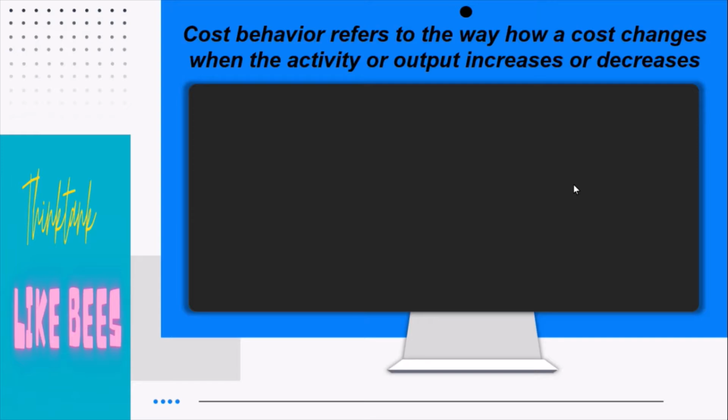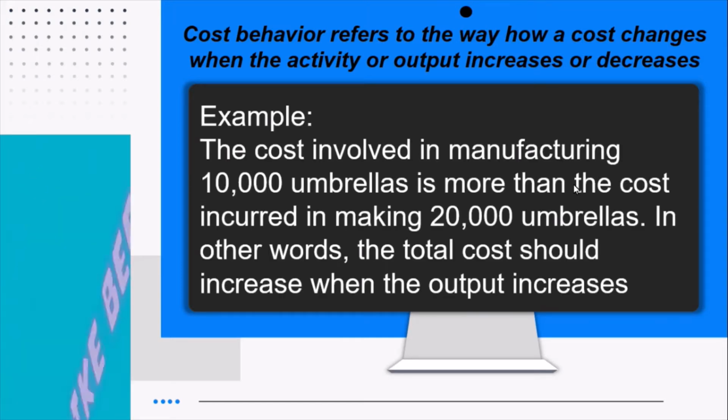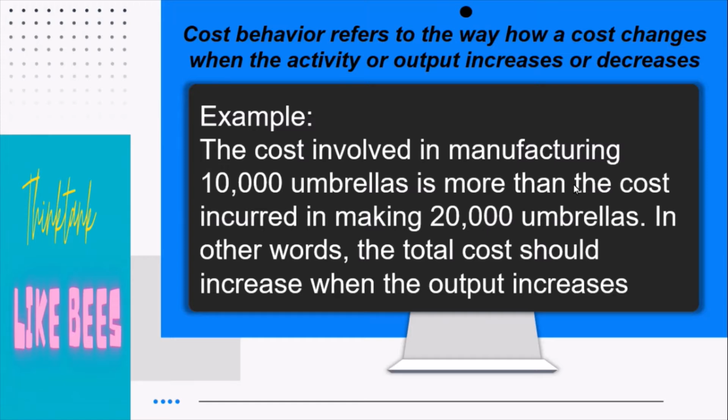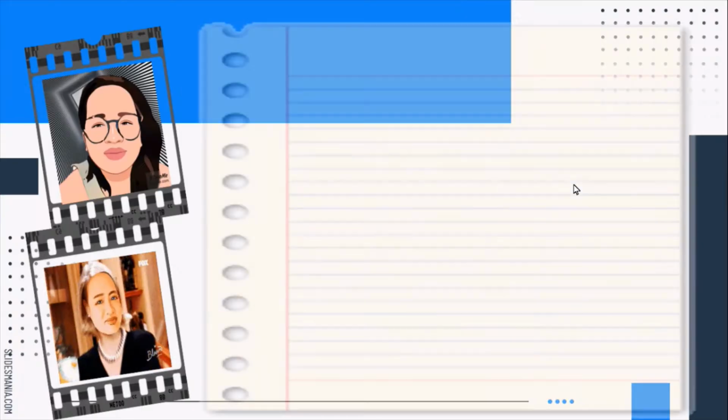So let's start. When we say cost behavior, it refers to the way a cost changes when the activity or output increases or decreases. For example, the cost involved in manufacturing 10,000 umbrellas is more than the cost incurred in making 2,000 umbrellas. In other words, the total cost should increase when the output also increases.